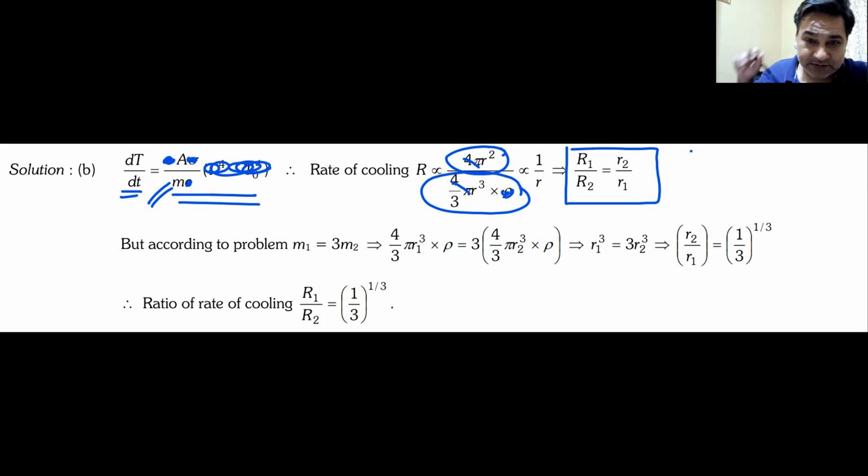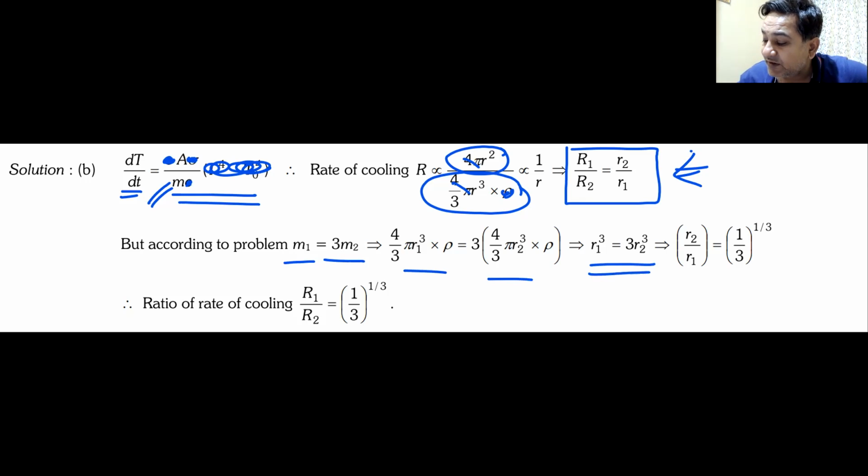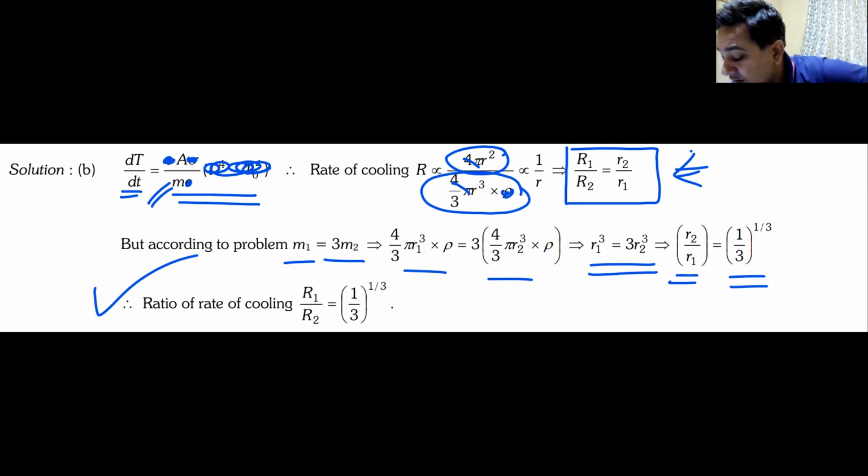We're getting the same answer for the rate of cooling as we got for the rate at which energy was lost. Now I just have to calculate the ratio of the radius. How will I get the ratio of the radius? Mass of the first body is 3 times the mass of the second body. I just put it in the formula. I get the ratio of the radius. R2 by R1 is (1/3)^(1/3). Yes or no? Yes, sir. From there, I will get the ratio of cooling or the ratio of heating.